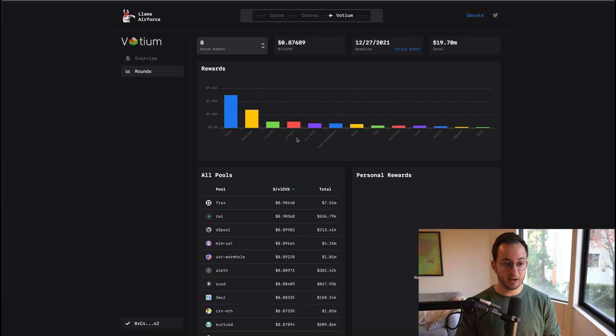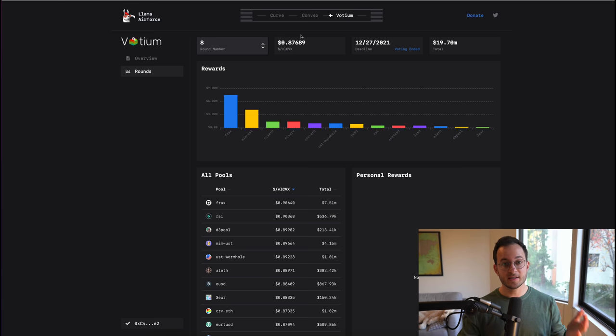So on this website here, we can see how much these protocols are actually paying Convex holders to vote for their Curve pools. You can see Frax is the biggest briber here with about $7.5 million of bribes in the last round. Now, the total number of bribes was about 20 million in the last round, which equated to 87 cents for every locked up Convex token. Now, this is actually a lot of revenue for Convex holders.